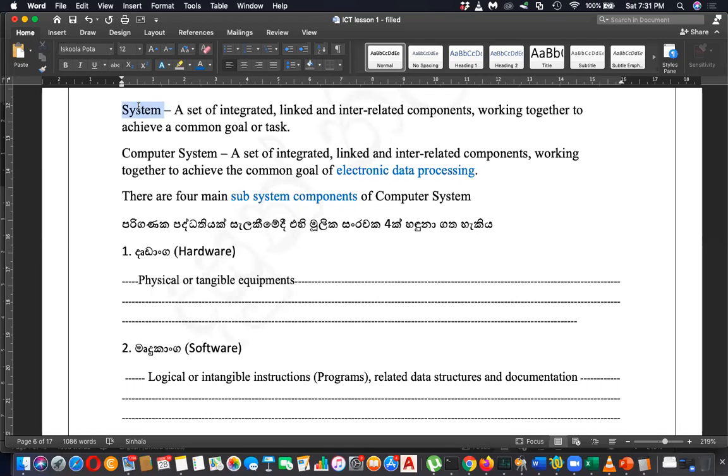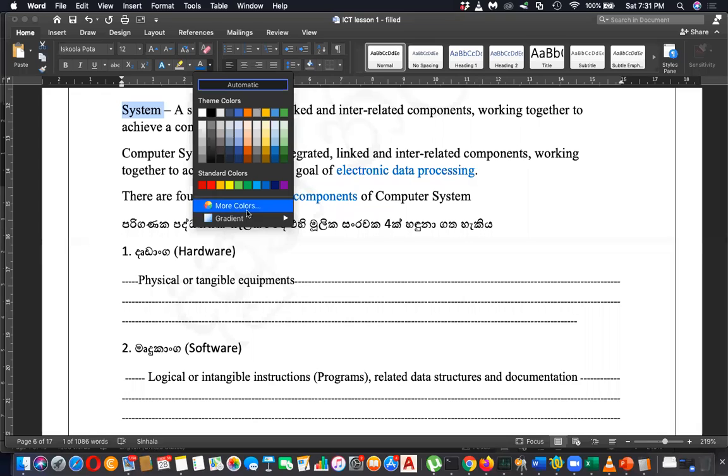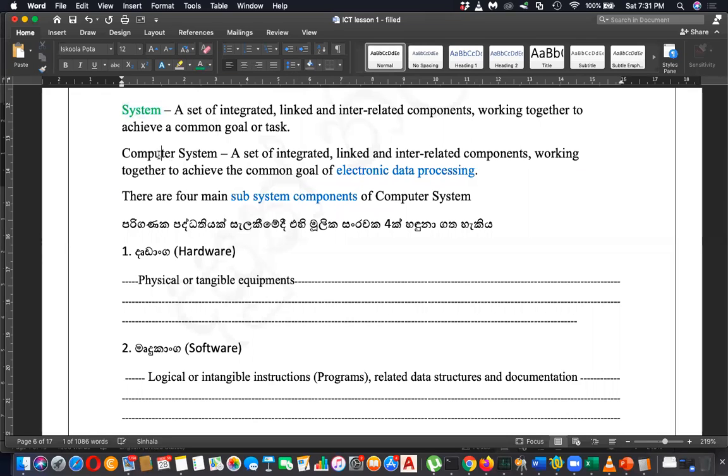Right? Can you write down this quickly? Okay. So please write down this. What is system and what is computer system? Computer system is a system with electronic data processing. And there are four main components of the computer system. So first one is physical or tangible equipment. Second one is logical or intangible instructions or related data structures and documentation.